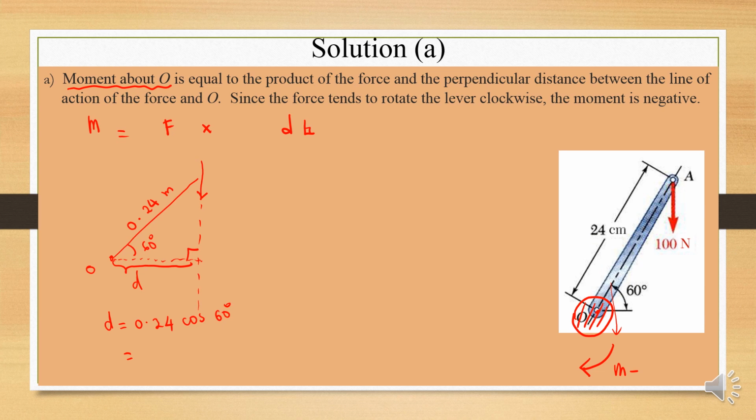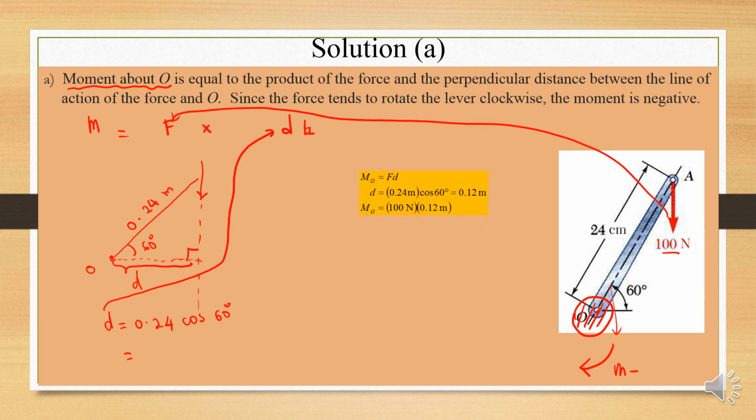Once you get this D value, you just substitute into this formula, and the force here, which is 100, you substitute into this formula as well, and you will get the value of M directly. Let's take a look. The perpendicular distance is 0.12. Once you multiply the force and the distance, you will get the answer negative 12 Newton meter, which is in clockwise direction. So that's why it has a negative sign. So that's it.